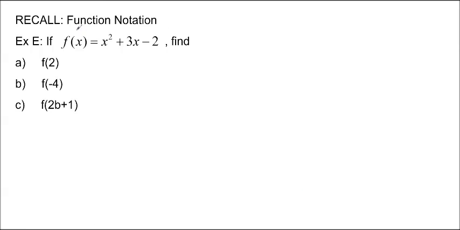Okay, let's look at function notation. Function notation just uses f of x. So instead of writing y, we write f of x. Why do we do that? Well, we're just showing that x is the independent variable and f is the dependent variable. So f as a function of x, or in terms of x, is what we would say.